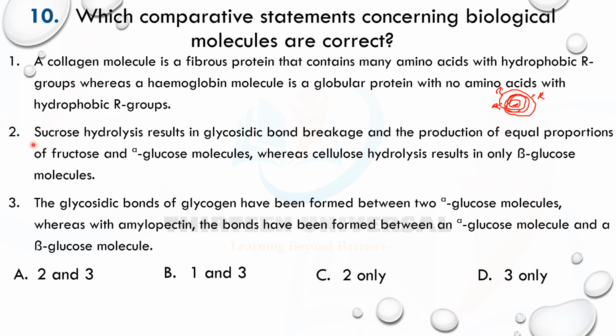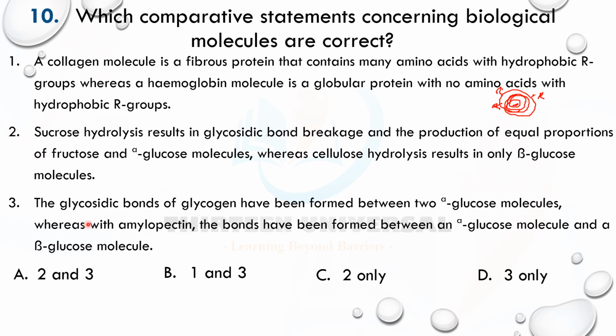This is number 1. Then number 2 says sucrose hydrolysis results in bond breakage. Yes, that's the glycosidic bond. Production of equal proportion of fructose and alpha glucose molecule, whereas cellulose hydrolysis results in only beta glucose. Yes, see, cellulose, right, the monomer of cellulose is beta glucose. This is correct. And then sucrose is a disaccharide, right? It contains two monomers, fructose and alpha glucose. So when you break it down, you have equal proportion of the two of them. So this number 2 is correct.